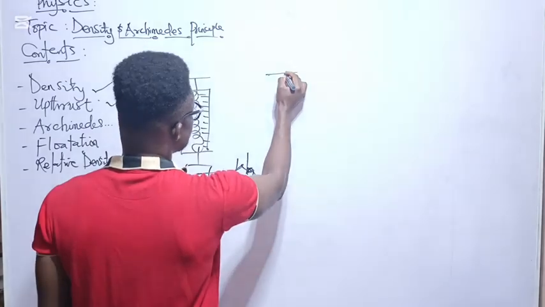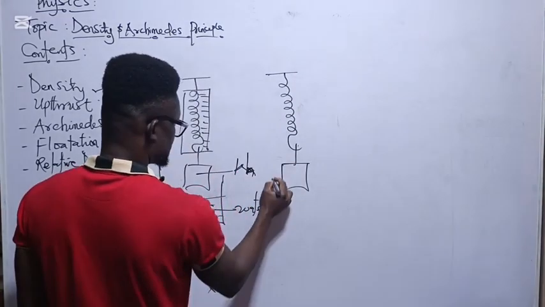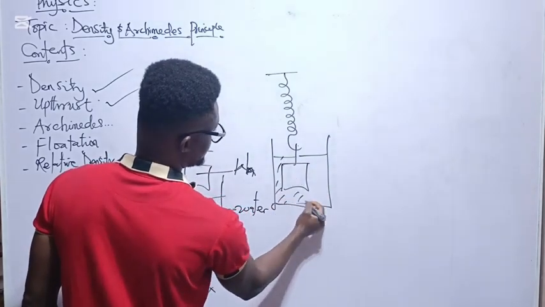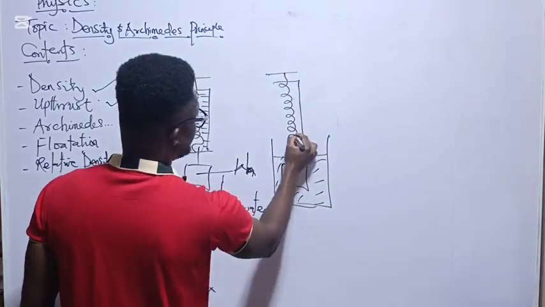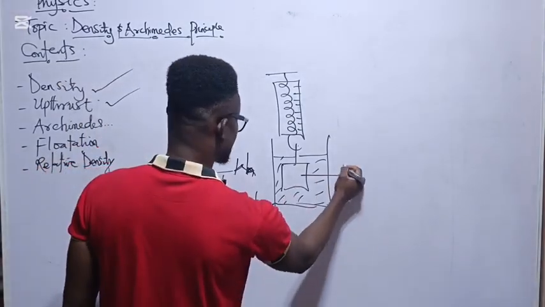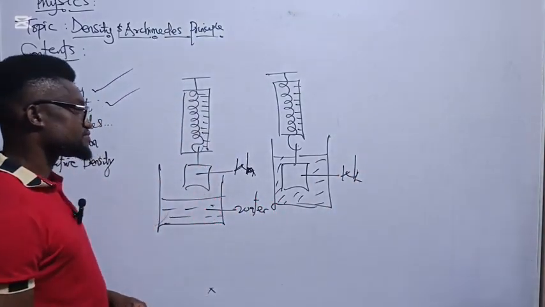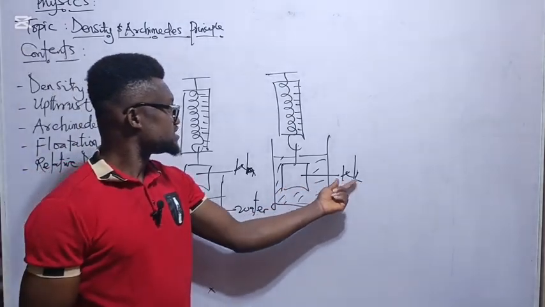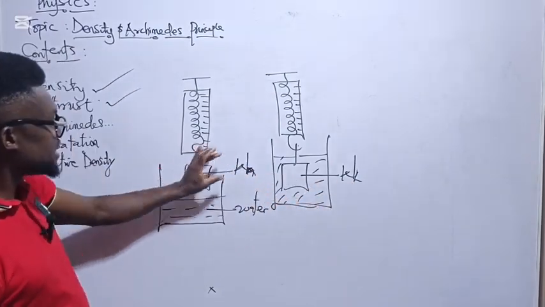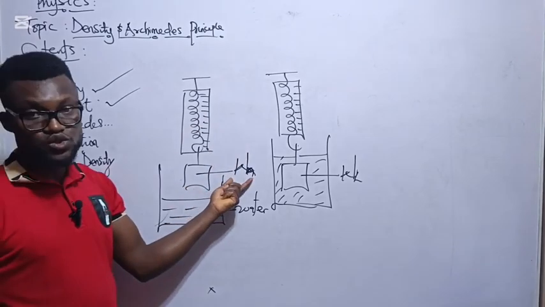Now, when this body is immersed, now the body is already inside the water. Hence, we have water here. Okay, let me term it liquid. Now, this is the weight in liquid. So the tension here measures the weight in liquid, while the tension here measures the weight in air. Hence, this is the actual weight.